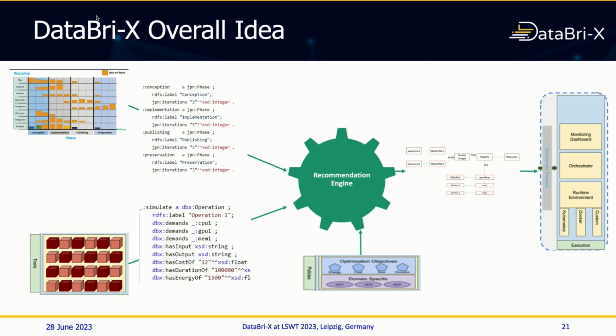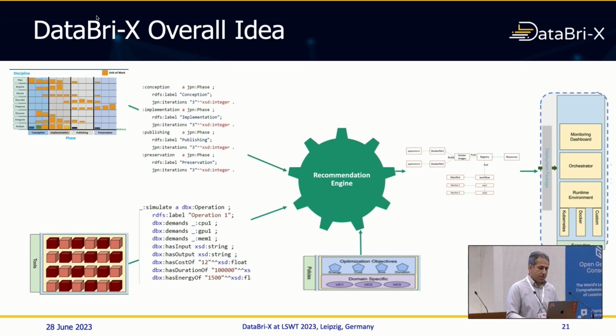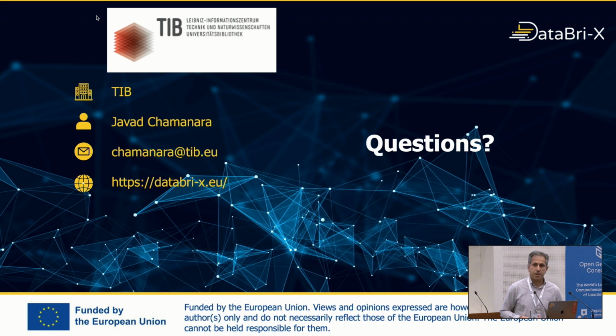So, for example here, the input to the recommendation engine would be one of these mini knowledge graphs, a mini knowledge graph about the tool specification, and the rest you already know. Thank you.